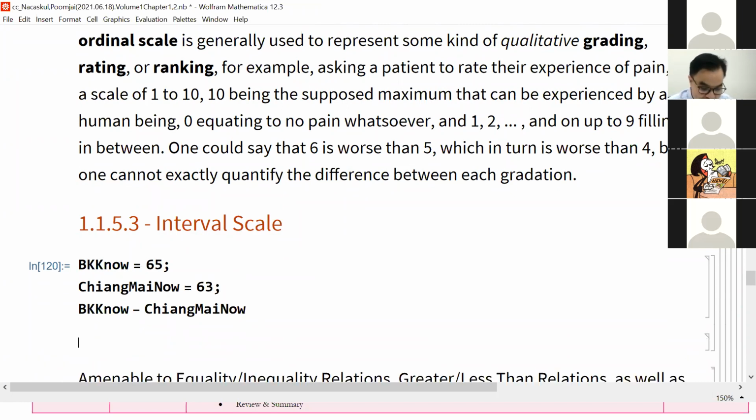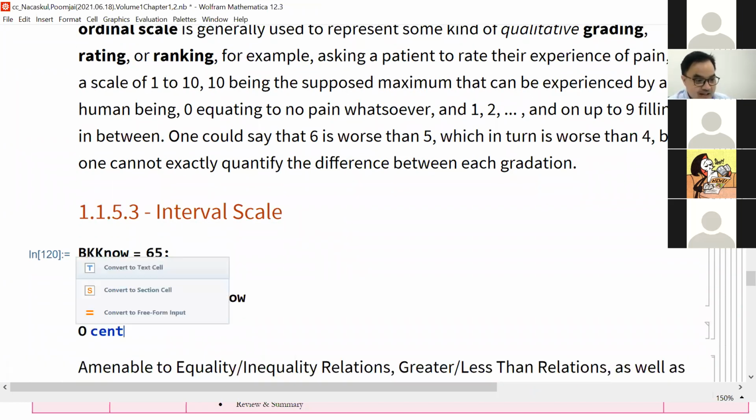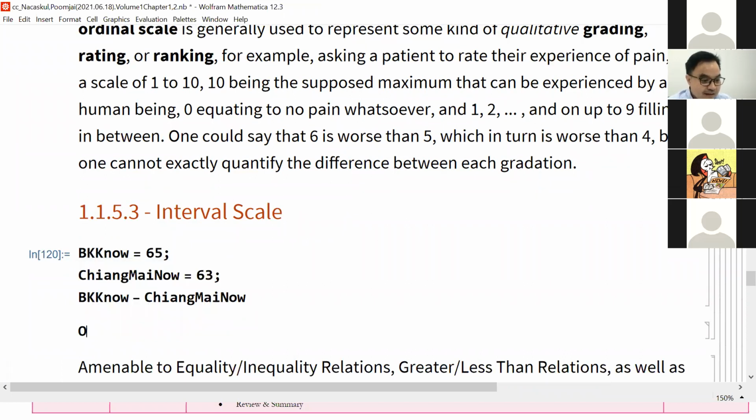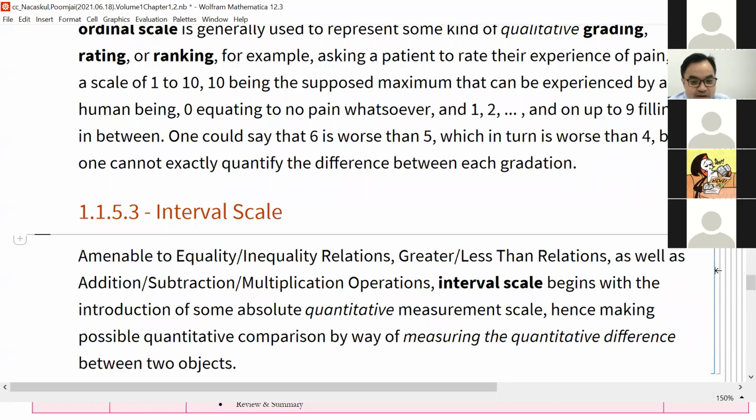0 centigrade, okay, it's the same thing as 32 Fahrenheit. Okay, therefore, there's no absolute 0. So interval scale is like temperature. You can tell the difference.